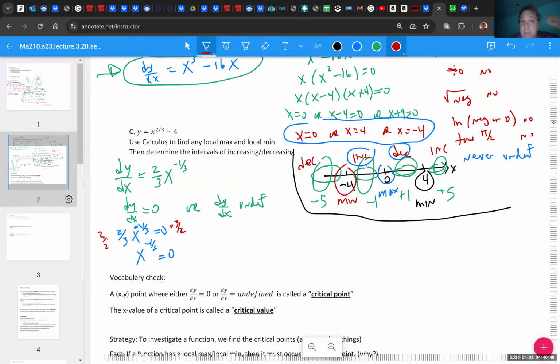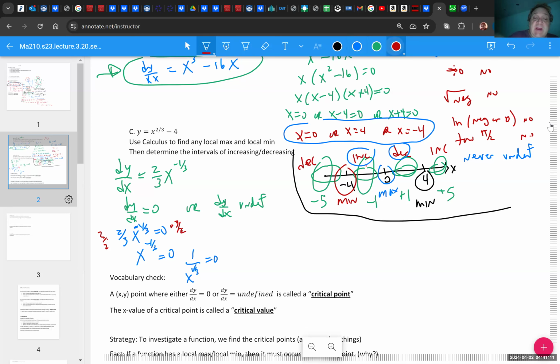So is 0 raised to the -1/3 0? It actually is not, because the negative exponent really means reciprocal. So this really means 1 over x to the 1/3 is equal to 0. And you can't divide by 0, my friends. So x equals 0 is not a solution. In fact, there's no solution to this.